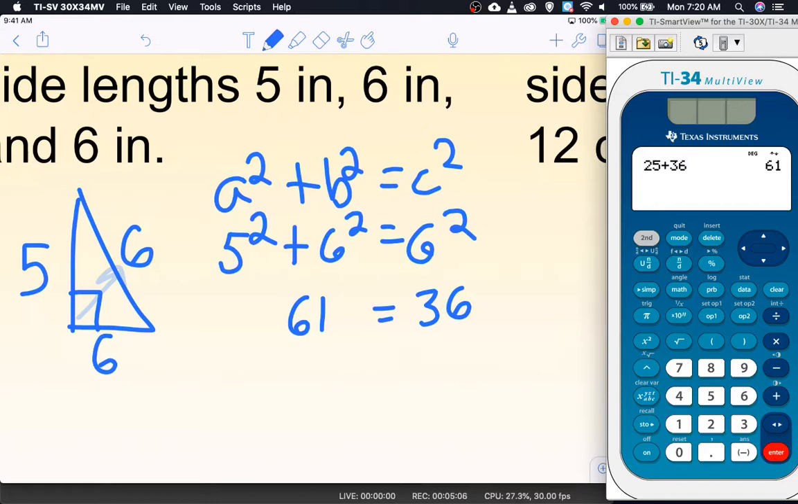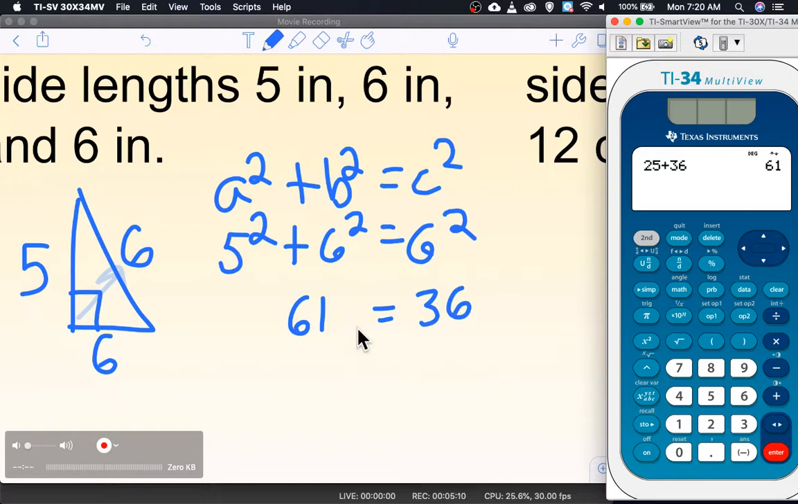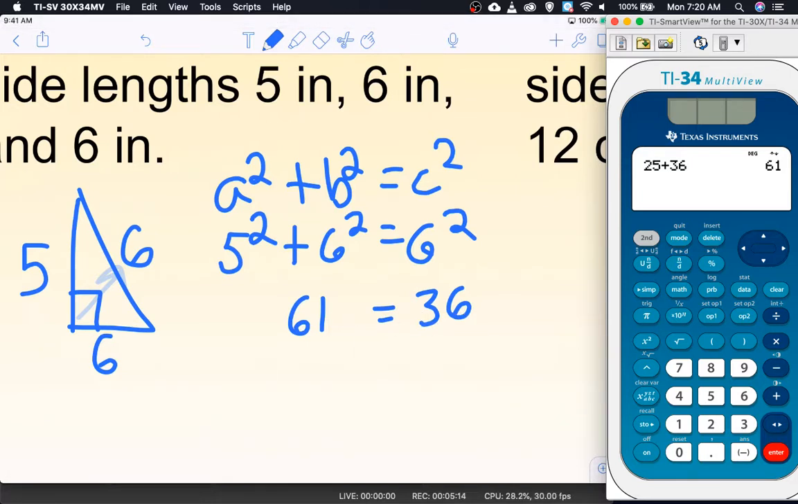So this is not a right triangle. I can guarantee you that because the math did not work out. It is not a right triangle. But we can actually go a little bit farther. We can actually tell what type of triangle this is by looking at its hypotenuse.